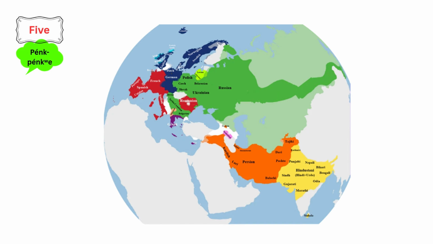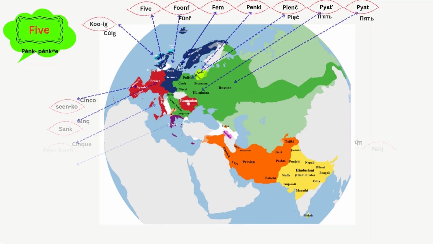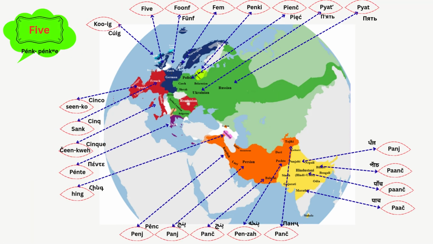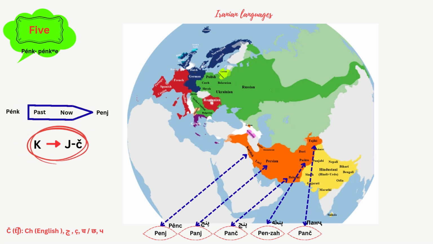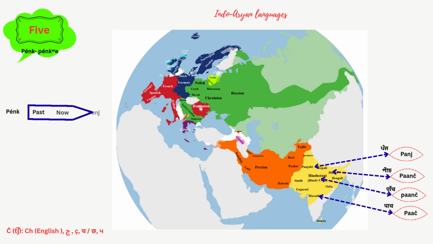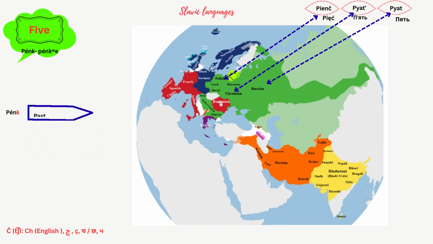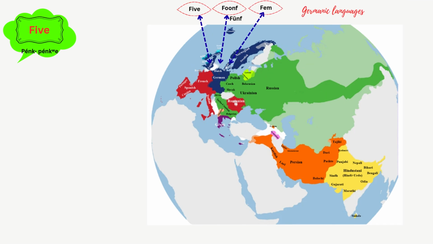Number 5. The Proto-Indo-European root for 5 is penkwe. Here we can see how different Indo-European languages preserve this ancient form, often very closely. In the Iranian languages, the word appears as penj or pench. Here, the original final K softened into J to make pronunciation easier. We see similar patterns in the Indo-Aryan and Slavic branches. Many of their forms remain close to the original penkwe. In the Germanic languages, the initial P shifted to F, giving us forms such as five in English and fem in Danish.